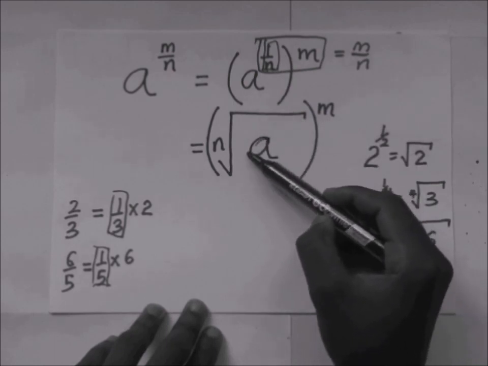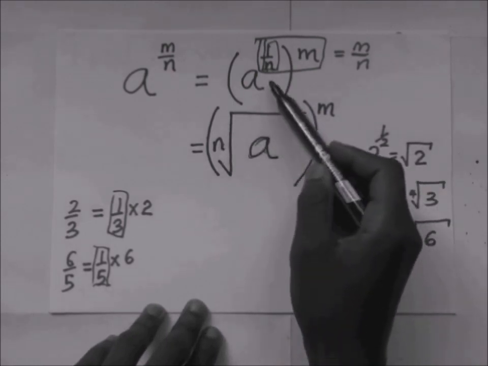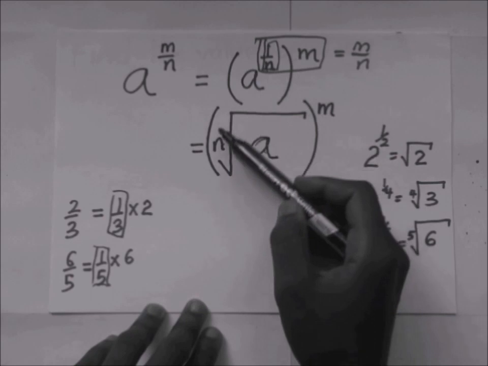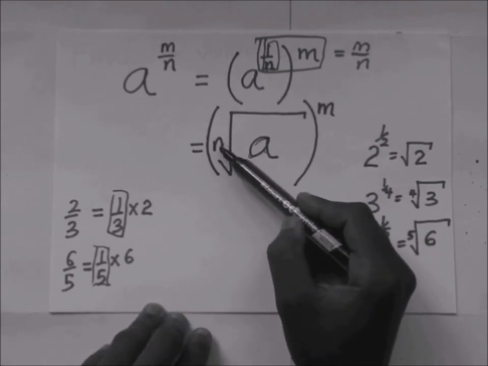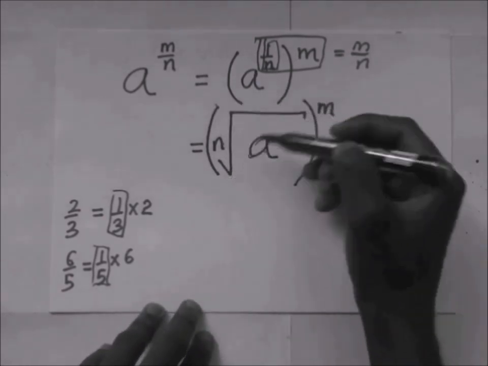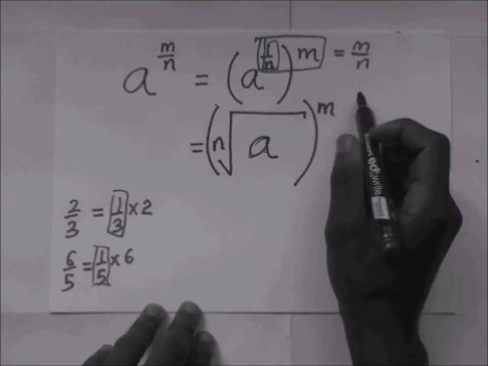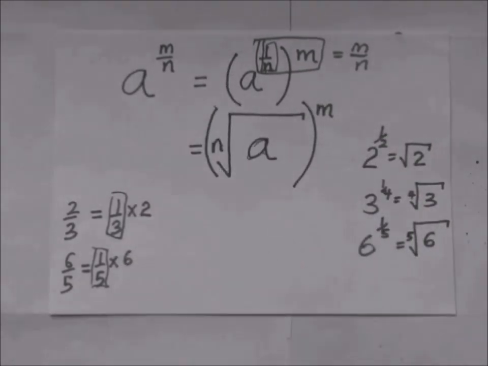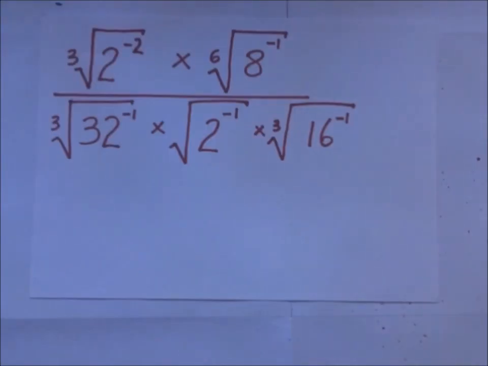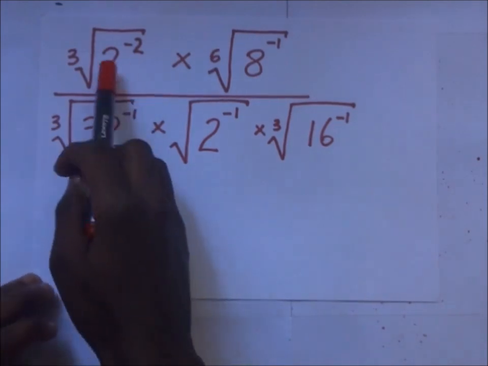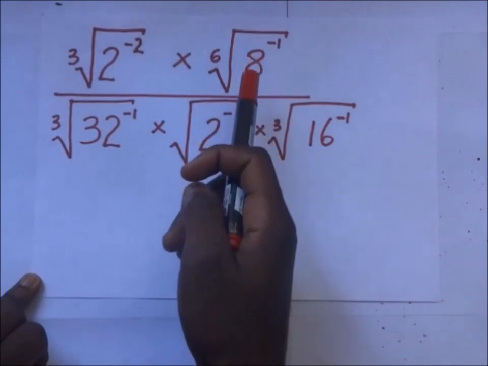So here we have a to the power 1 over n, the nth root of a. n can be any number, of course not 0. Then all this is to the power m. And this is the interpretation of that. From our previous video, we said we can convert this back to fractional indices.